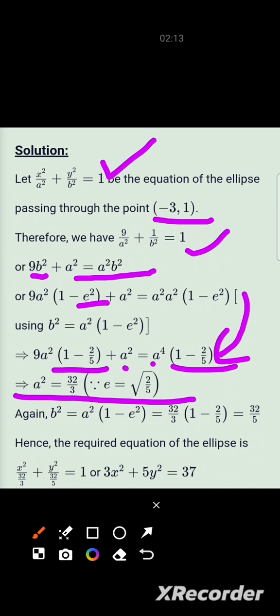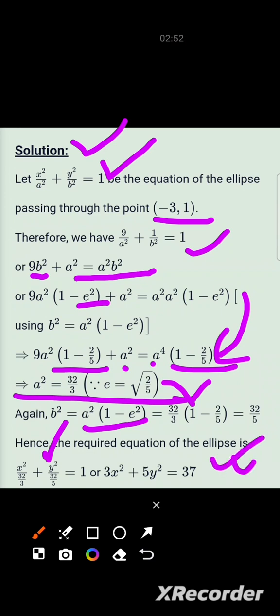Now substituting this value in this expression, a square is 32 by 3, 1 minus 2 by 5, that's the value of e square, which is coming to 32 by 5. So a square is 32 by 3, b square is 32 by 5. Substitute in this equation and then simplify to get the required equation of the ellipse, which is x square by 32 by 3 plus y square by 32 by 5 is equal to 1. That is coming to 3x square plus 5y square is equal to 32. That's the required equation of the ellipse.